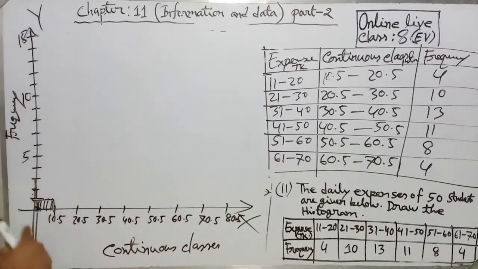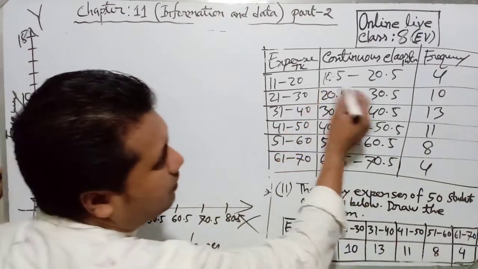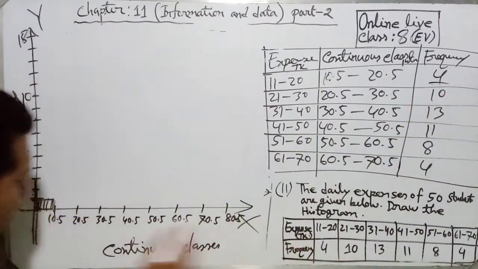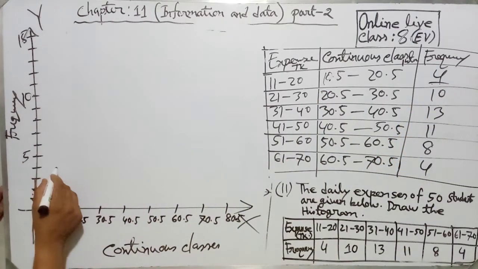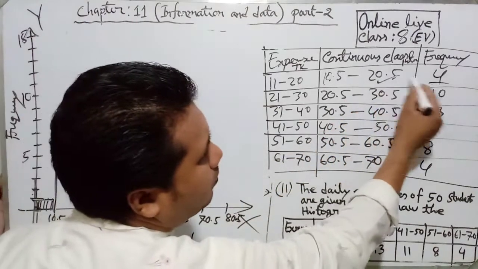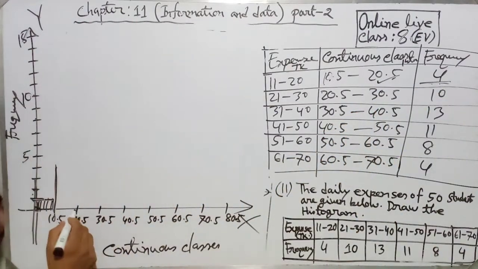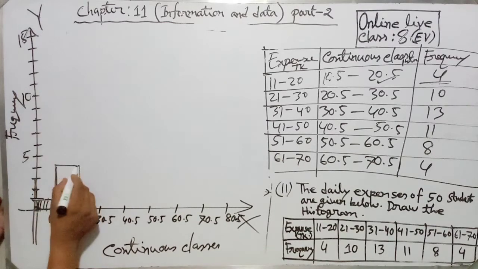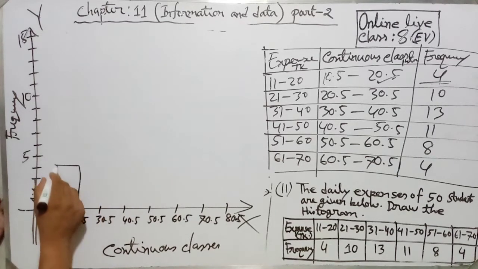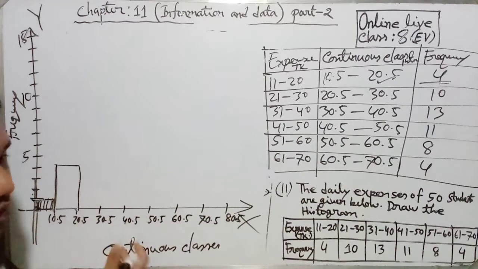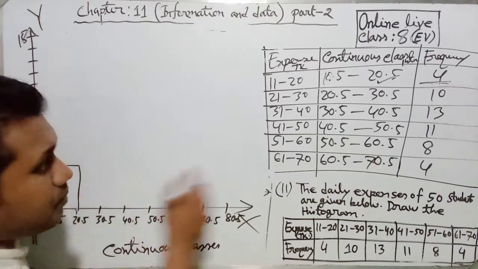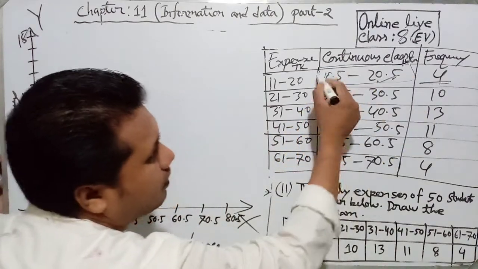Now, dear students, look, 10.5. This indicates 4. Now look, 10.5, 1, 2, 3, 4. Up to 4. And 20.5, this is also 4. Now go 20.5, 4, and draw it. So suppose this is like a building. Clear? This is the building of this one.